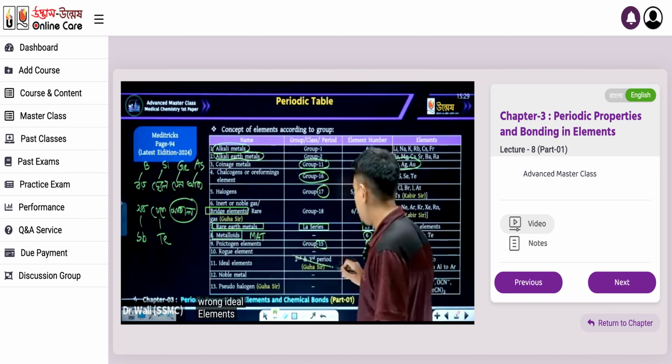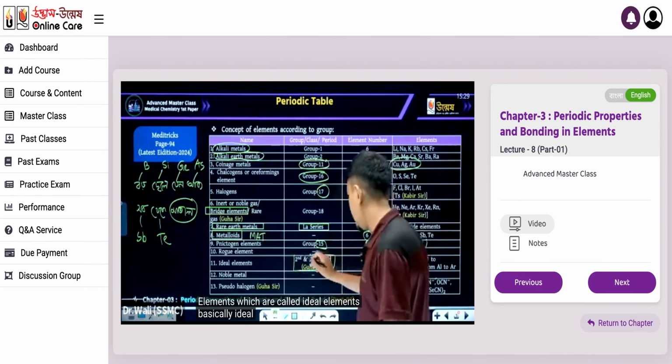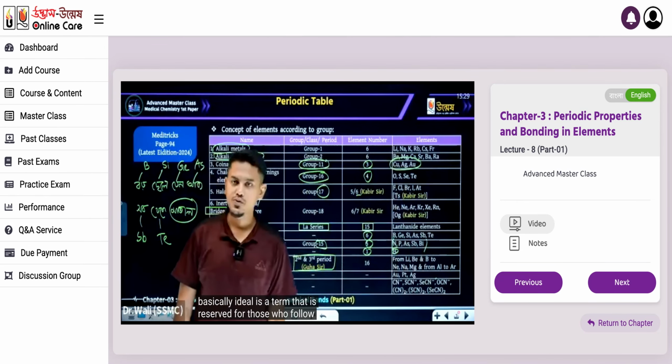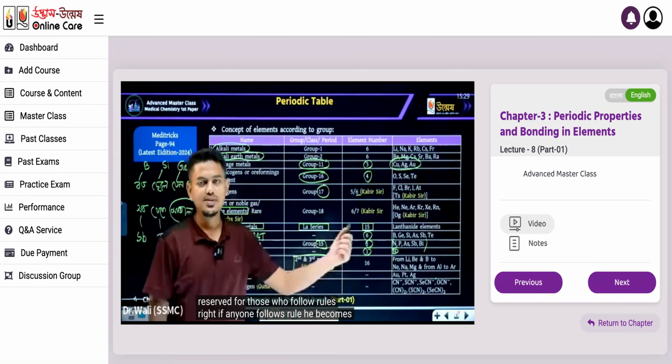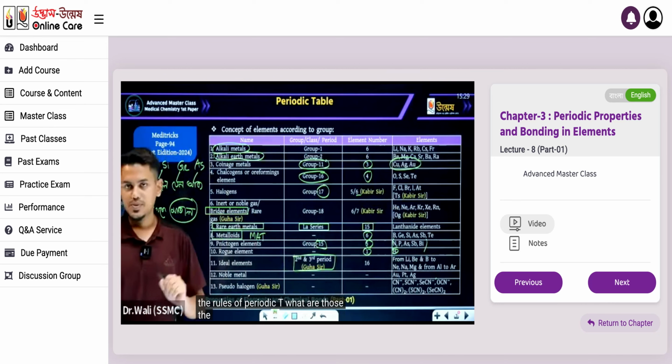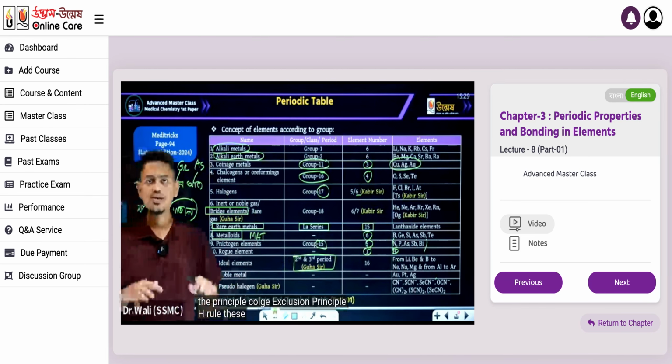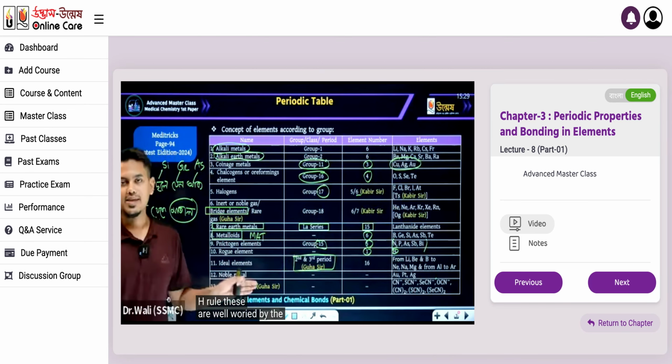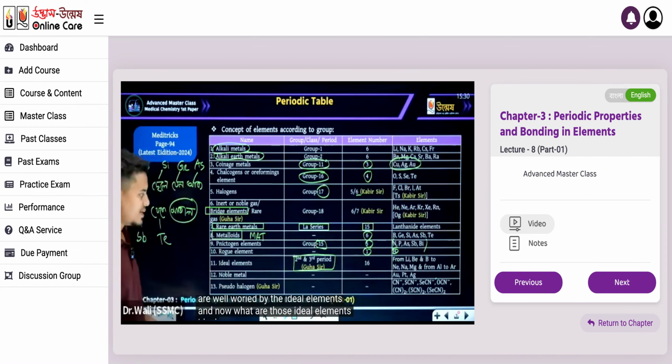Ideal elements. Which are called ideal elements? Basically, ideal is a term that is reserved for those who follow rules, right? If anyone follows rules, he becomes ideal. Similarly, ideal elements follow the rules of the periodic table. What are those? The Aufbau principle, Pauli's exclusion principle, Hund's rule. These are well worshipped by the ideal elements. And now, what are those ideal elements? Ideal elements can be labeled as second and third period because they only contain S and P block.